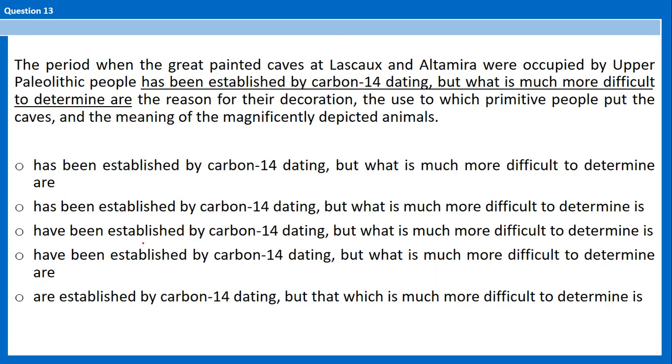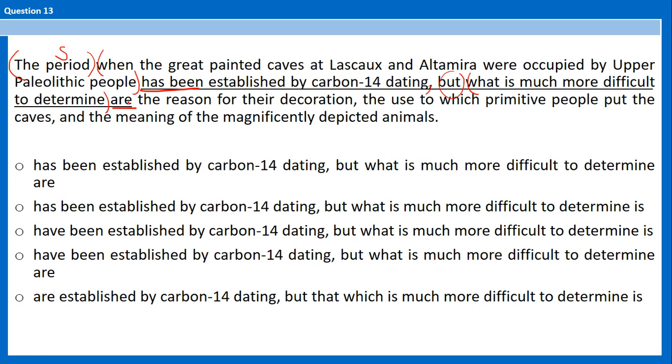Question 13. Okay, so my subject here is at the beginning, the period. The period, then you have a modifier. When the great painted caves at Lascaux and Altamira were occupied by Upper Paleolithic people, the period has been established by carbon-14 dating, comma. But, okay, after comma, but, if you have a main clause before comma, but, you need a main clause right after. So here you have what is much more difficult to determine are.